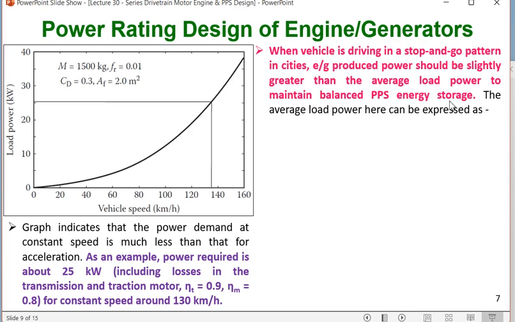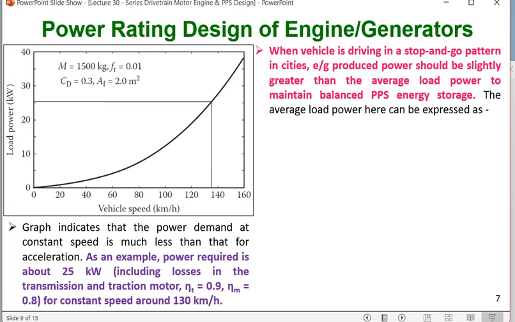Because whenever the vehicle is running through the city, it has to produce some kind of braking, that is called electrical braking, and that also will be added. Electrical braking is producing some regenerative energy, and that regenerative energy will keep the PPS charged. That is another thing. And whenever the hybrid vehicle is running through the city in a stop-go fashion, it has to be in a balanced power manner, slightly greater than the average load power to maintain the balanced PPS energy strategy.